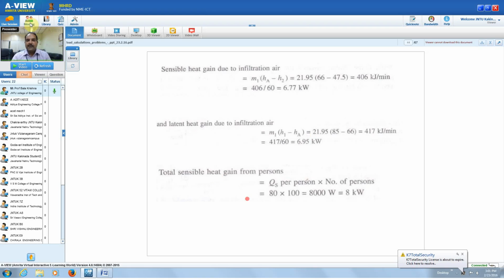The sensible heat gain from the persons is Q, number of persons into 100. It is given in the data, that is 80 watts per person load, then into the number of persons, then you get 8 kilowatts.